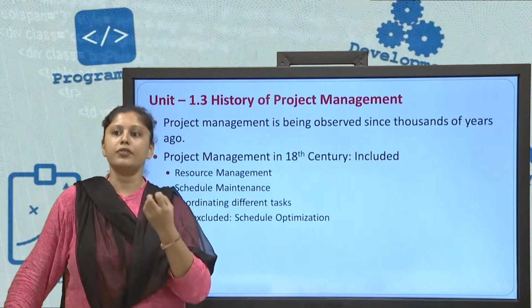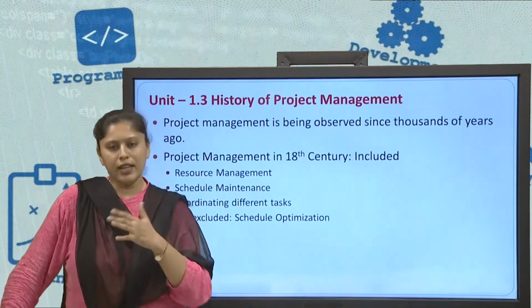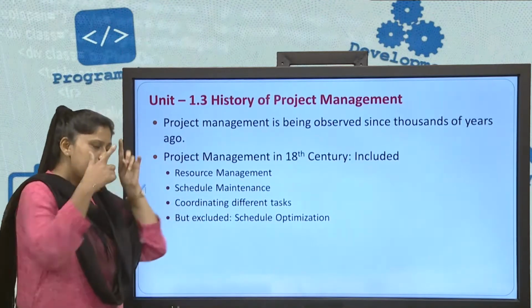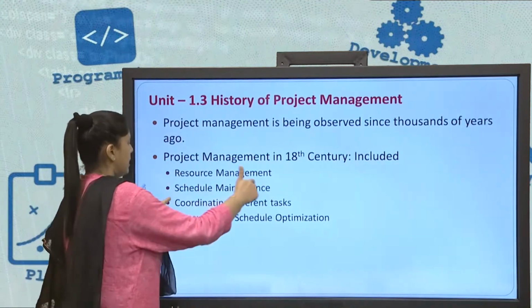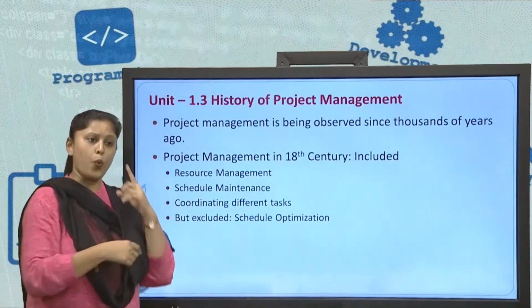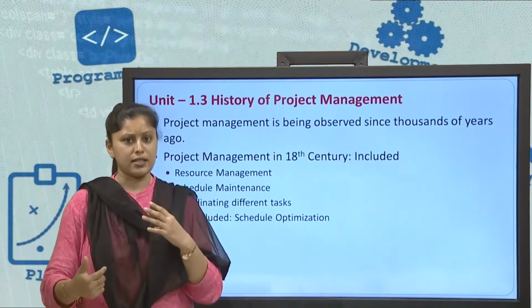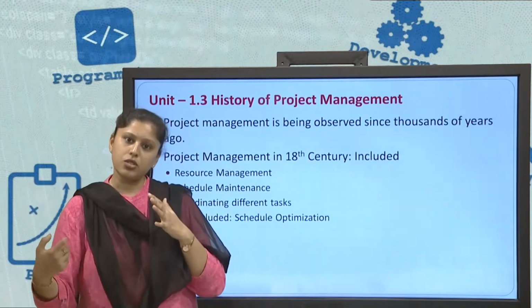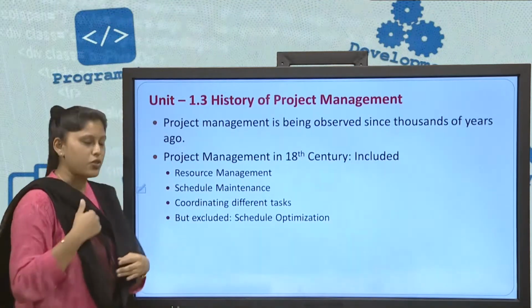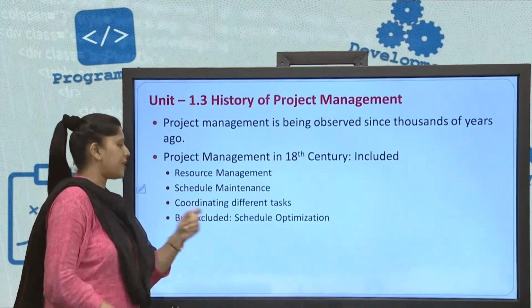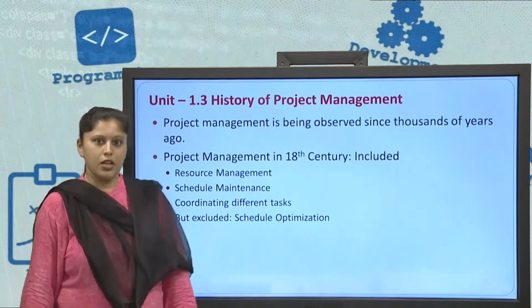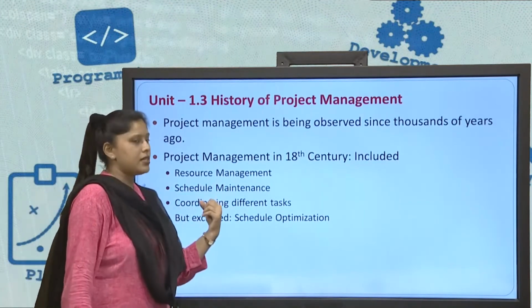They used to have their lunch and dinner early in those times, and this is what is called scheduled maintenance. They used to coordinate different tasks. One person used to do so many tasks, and to do many such tasks, of course, you need to manage yourself. Then it does not include one thing, that is schedule optimization. I said there is schedule maintenance.